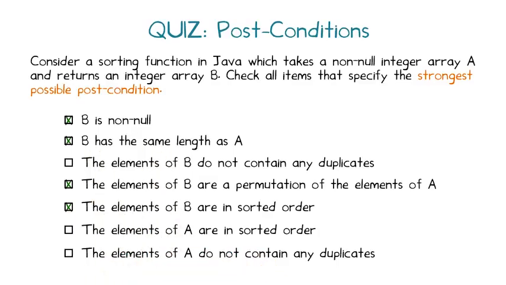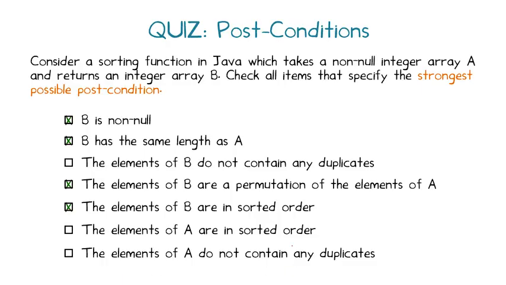Must B be non-null? Yes, since we assumed the sorting function was passed a non-null array in the first place. Must B have the same length as A? Yes. Sorting the elements of an array does not change the number of elements in the array. Must B not contain any duplicates? No, this is not required of a sorted array. Must B be a permutation of A? Yes. B should contain the same elements as A, just in a possibly different order. Must B be in sorted order? Yes, of course, or else the function didn't do its job.